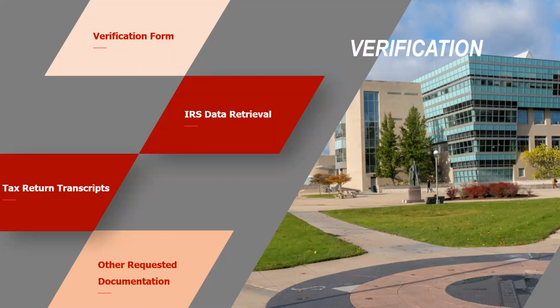About 1/3 of every student who files the FAFSA is selected for a process called verification. If you're selected for verification, you will have to complete a verification form, provide IRS data retrieval through the FAFSA, or copies of your tax returns or tax return transcripts. There may be additional documentation required to complete this process. If we are missing anything, it will be listed in the Missing Requirements section of MyFSU.